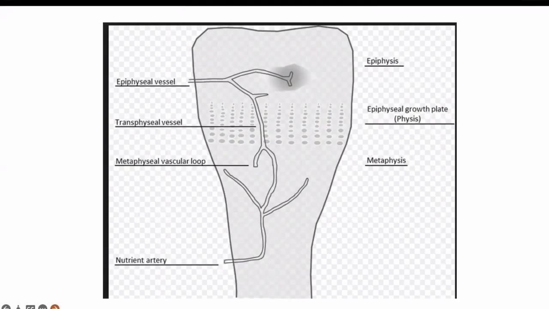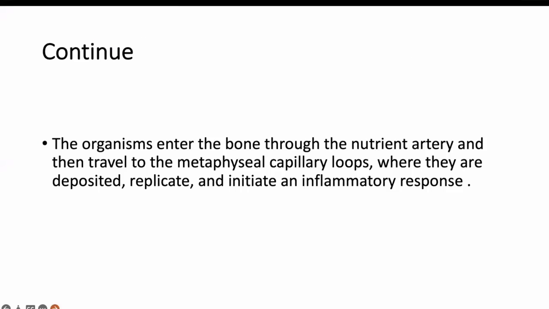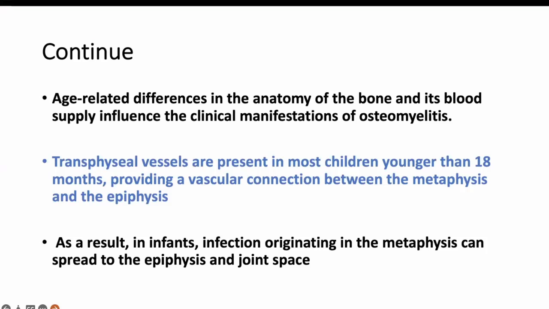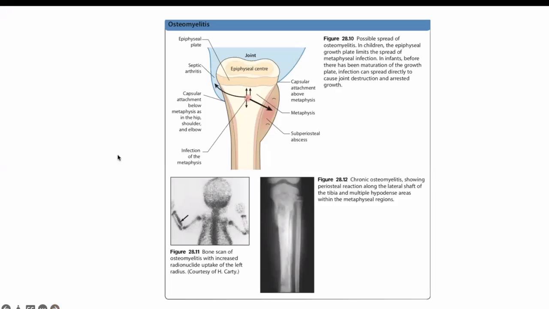Okay. So we mentioned that already. This is from your picture. They mention the same: the presence of the epiphyseal growth plate can prevent the spread of infection to the joint, but in children less than 18 months, it is still growing and they have a lot of vascular supply. So the infection can spread to the joint space.